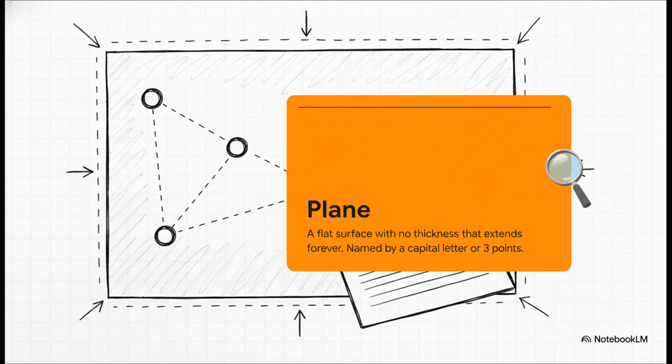And number 3, our last undefined term, is the plane. The best way to picture a plane is to think of a perfectly flat sheet of paper that goes on forever in every direction, up, down, left, and right. It has length and width, but 0 thickness. We can name a plane with a capital letter, like plane P, or by picking any 3 points on it, with one important rule: they can't all be on the same single line.